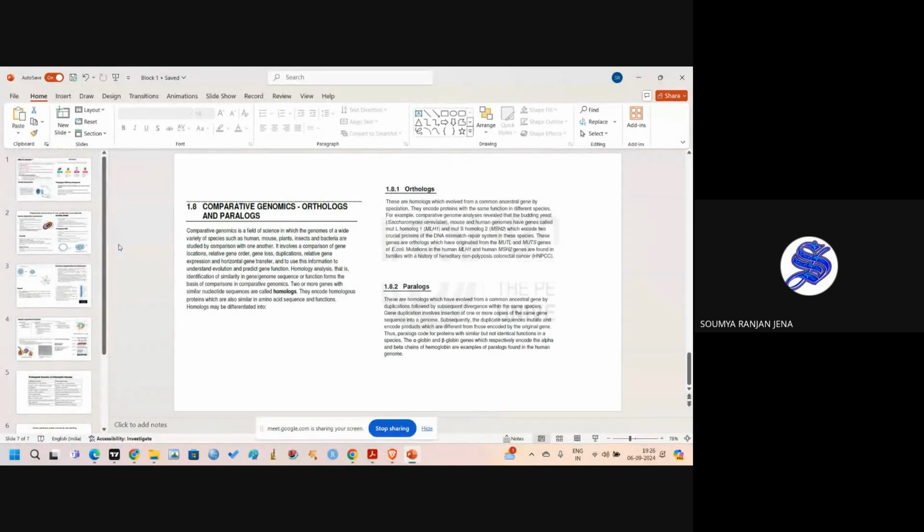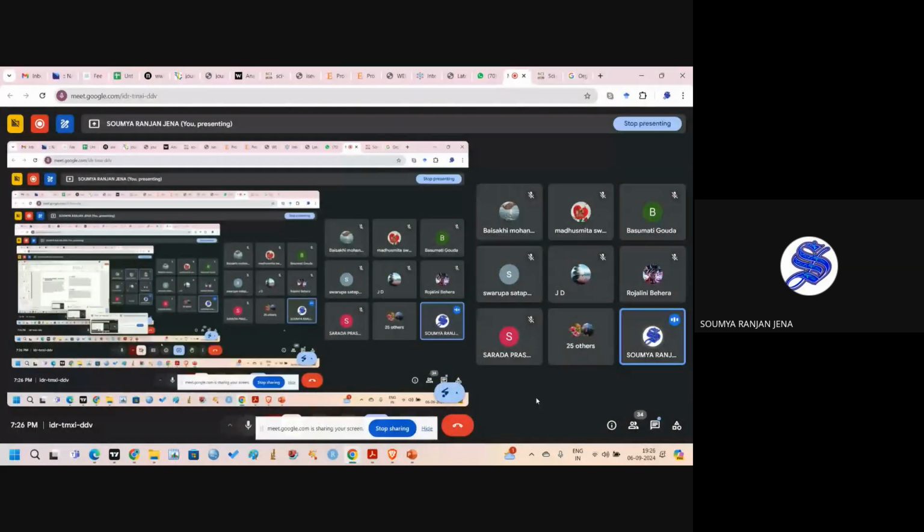These are the basics of our genome, how genomes are organized, and how exon shuffling occurs to produce a mature mRNA. Okay, if anyone has doubts.